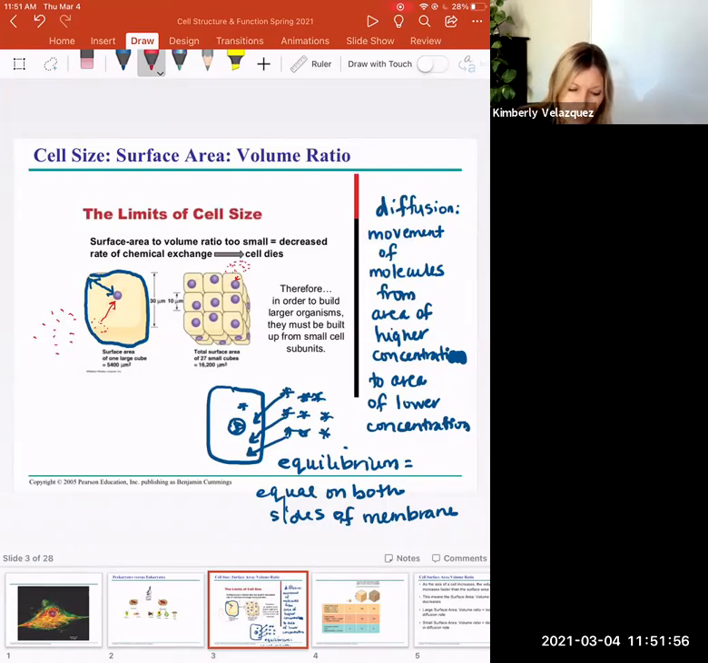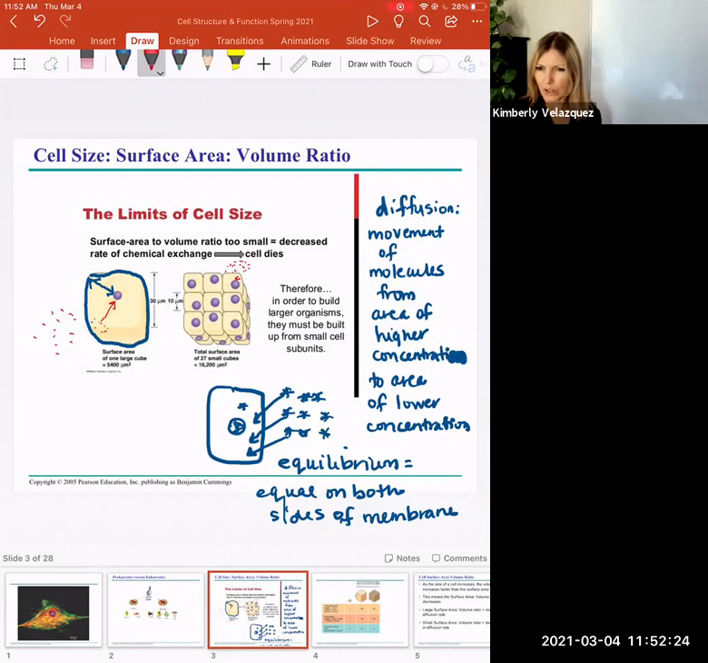So this is a very important concept. As cells get bigger, the volume increases faster than the surface area. In other words, that surface area to volume ratio decreases. You have less surface area compared to the volume. Cells can only get so big because of that, because cells are having to move materials around by diffusion. It's not possible if that cell gets too big.